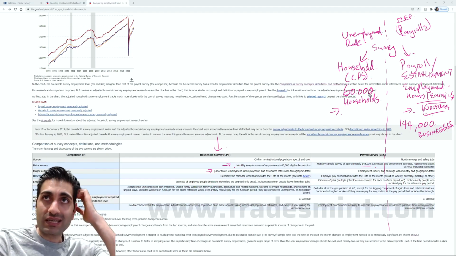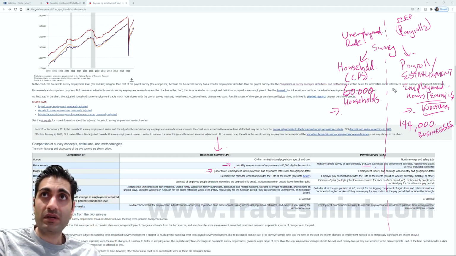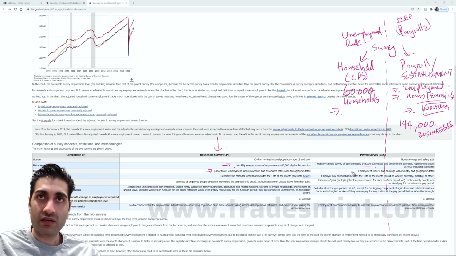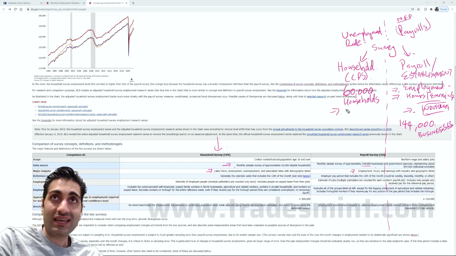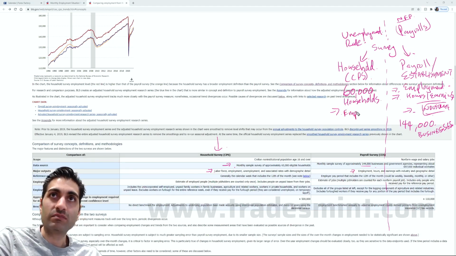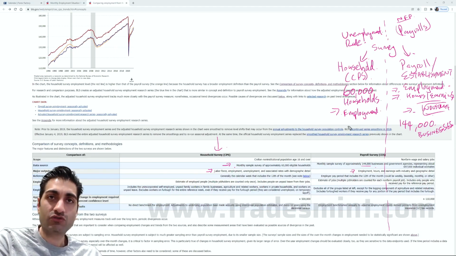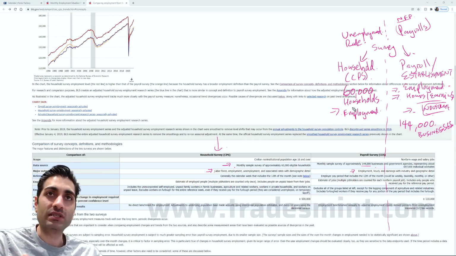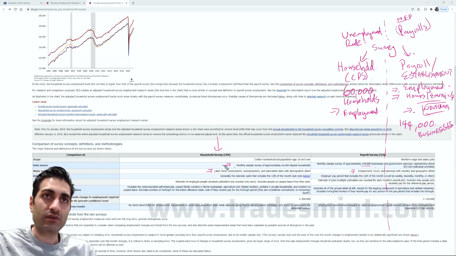Now, can you see here, you're getting employment, hourly hours, earnings, and you can see that here. Employment, hours, and earnings with industry and geographic detail. Here, you're getting just employment. Okay, you're not getting the industry detail, you're getting more population detail, which kind of makes sense because you're sending it out directly to the population, okay?